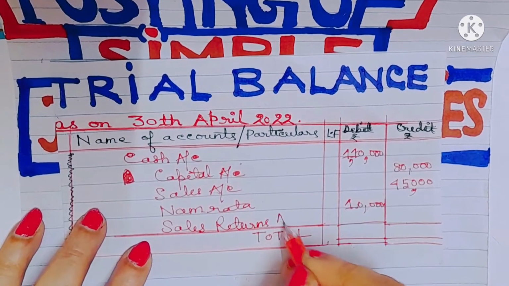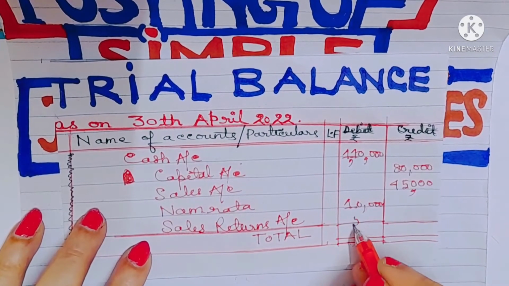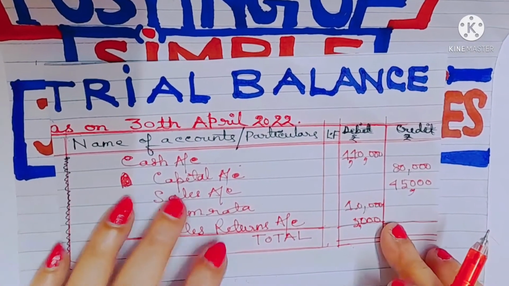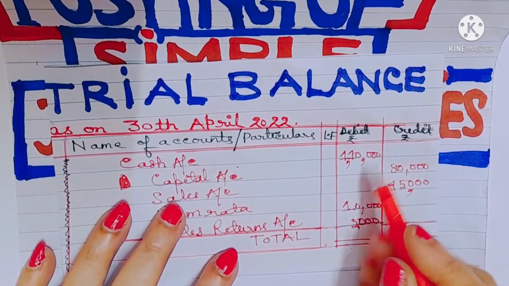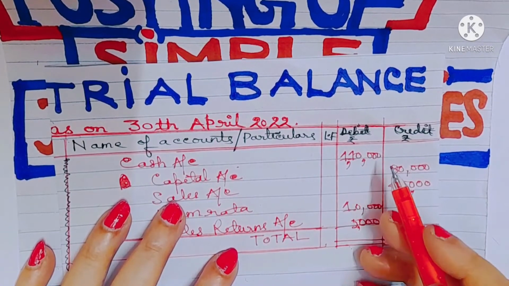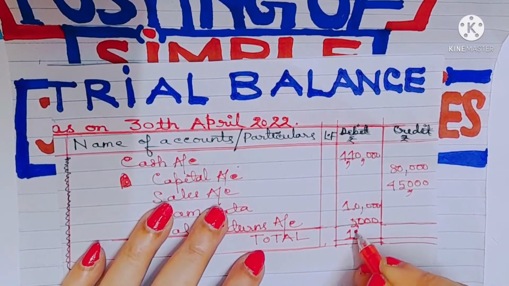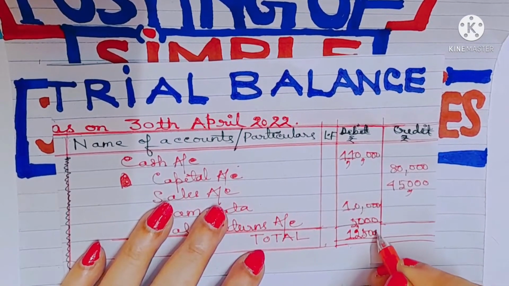Sales returns account is a debit balance. How much? 5,000. That is the reason we are writing it in the debit column. So let's calculate. What is the total? 1,10,000 plus 10,000 plus 5,000. That will give you 1,25,000 in the debit column.